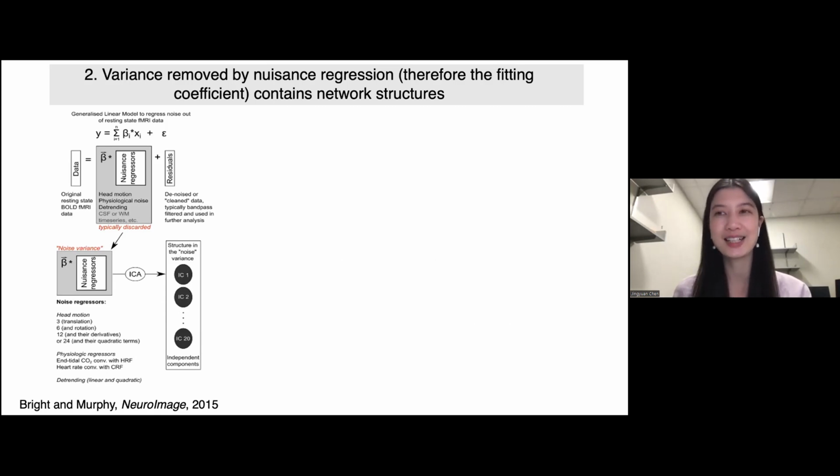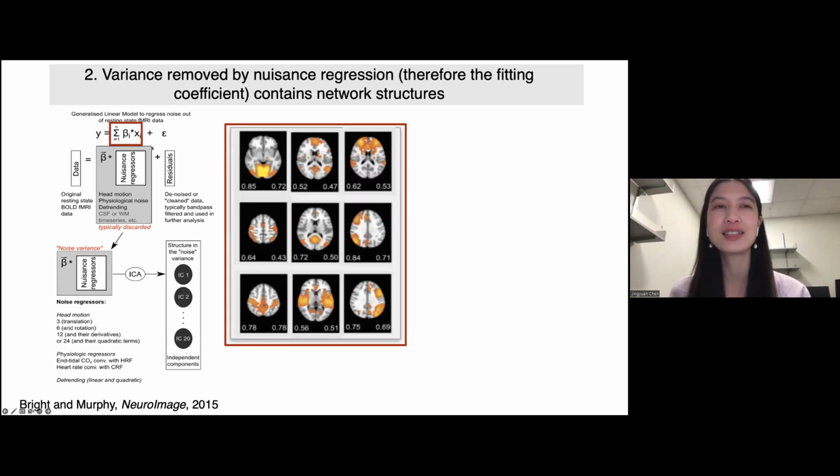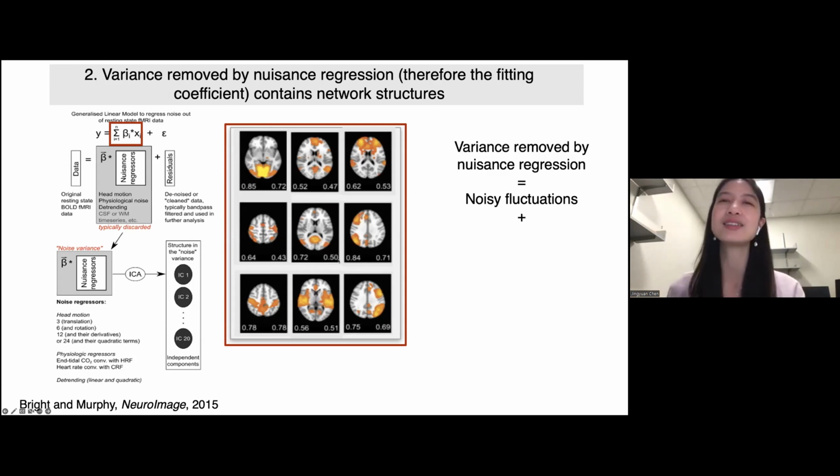Unfortunately, the answer is yes, because there is an early study. Typically, people look at the brain network structures in the residuals of the data, the clean signal. But in this study, they looked at the network structures in the nuisance factors projected out of the data. They can still identify the typical patterns, which just mimic those neuronal signals. And the idea here is also very straightforward, because the variance removed by nuisance regression, of course, contains noisy fluctuations.